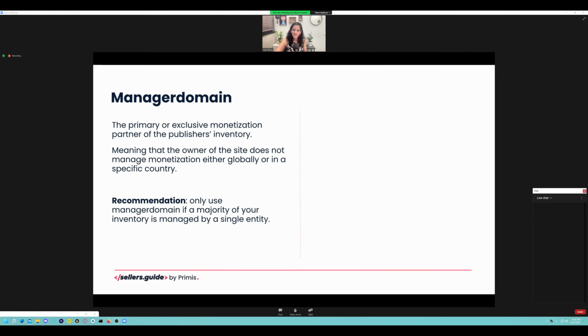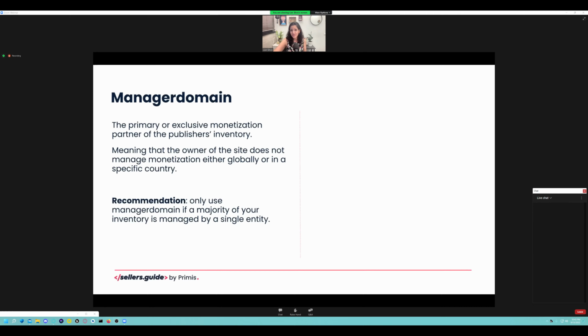And this is very interesting because you can either be working with a monetization partner that monetizes your domain, and you can work with them globally on all of your geography, or you can work with them on a specific country and then mention it in the manager domain.